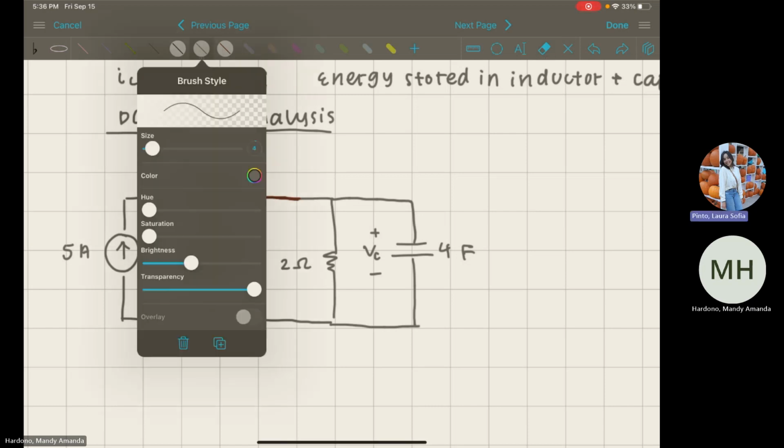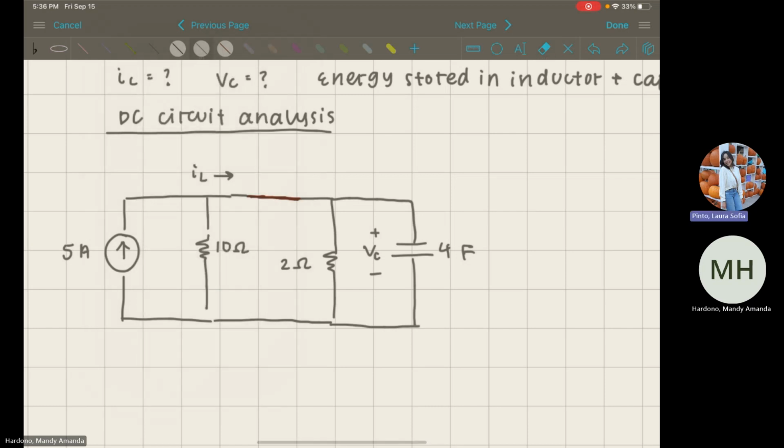So now we know what the inductor does in DC. What does the capacitor do? It's open. Okay, this was on 600, just in case, because we don't want to lose the values. And we'll do it.